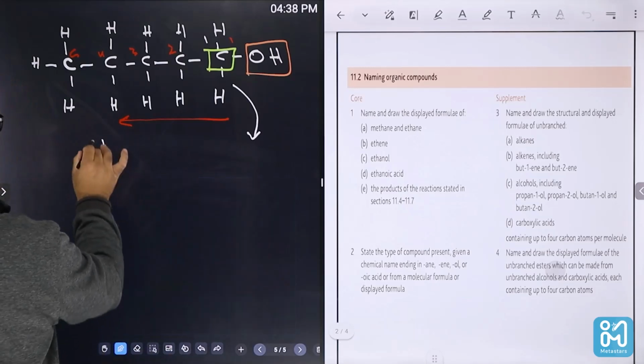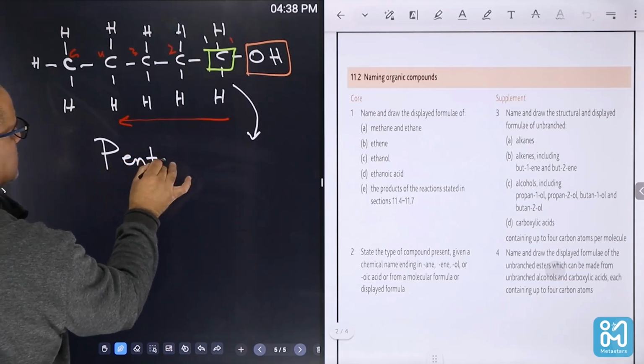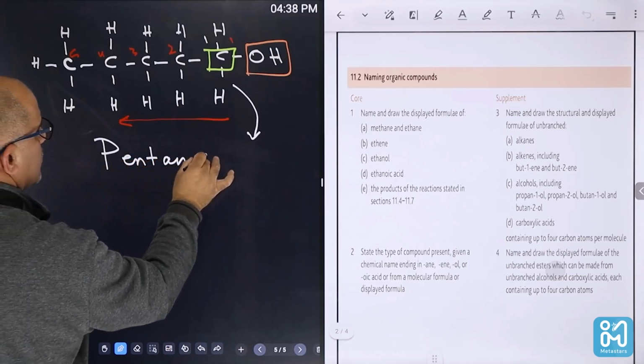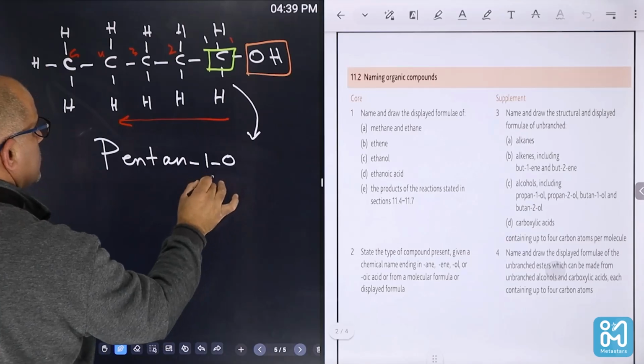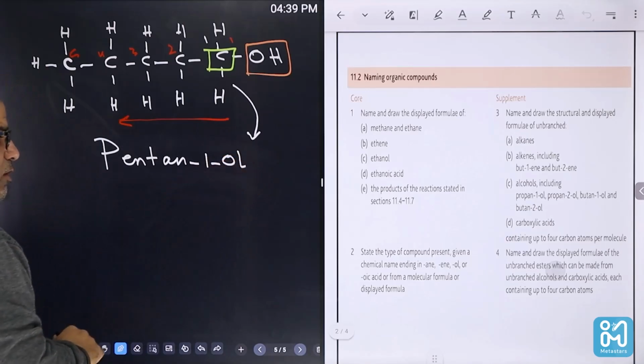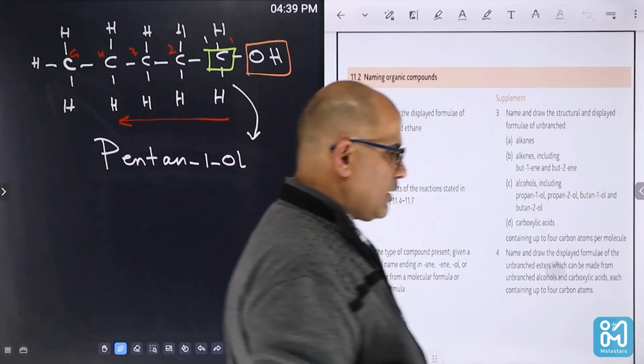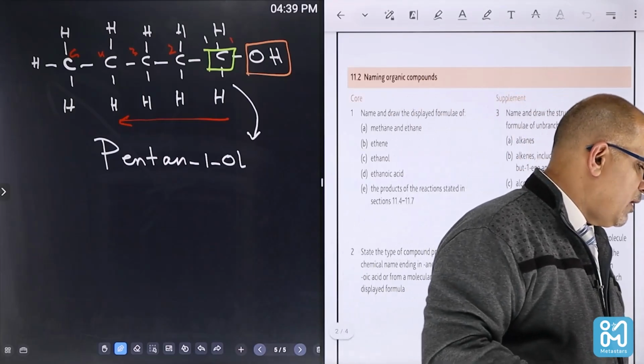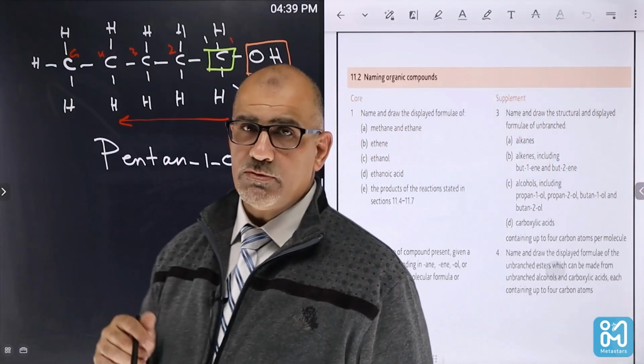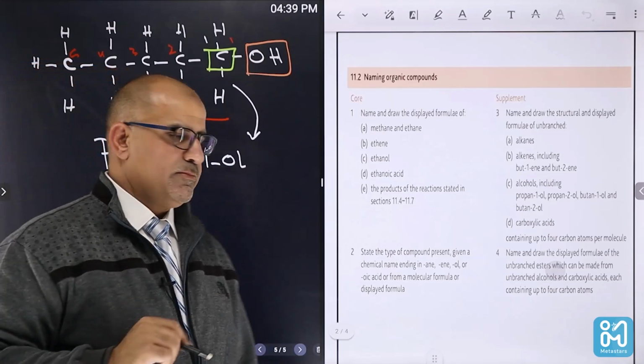So it is pentan-1-ol, because the position of the alcoholic group comes on the first carbon.